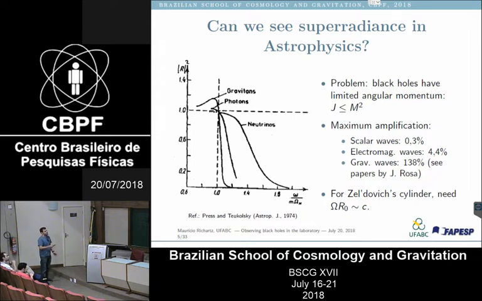There are some works by João who proposed some ideas to do this. There's also a mechanism that may explain how you produce, there's a way to relate superradiance and some fundamental processes in particle physics. For example, how to create axion clouds around black holes and things like that. But I'm not a specialist on this.